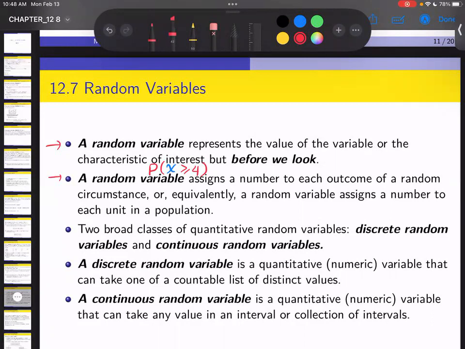So here's a random variable. Is the letter X. Maybe I do it like that, so we don't have enough space. And that random variable is being assigned to a number, which is number 4. And in context, somebody who drinks more than 4 glasses of water a day.